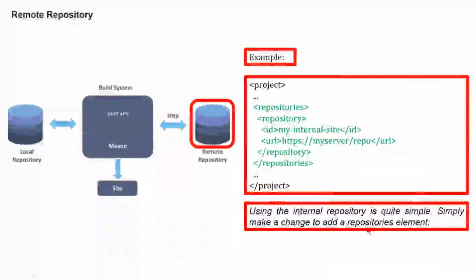Using an internal repository is quite simple. Simply make a change to add the repository element. If your internal repository requires authentication, the ID element can be used in your settings file to specify login information.